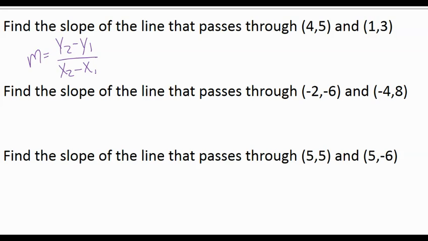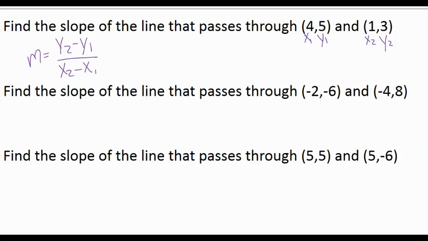So the first thing we're going to do is label our ordered pairs. What I mean by that is, 4, 5 is my first ordered pair. 4 will be x1, my first x coordinate. 5 will be y1, my first y coordinate. Go over to 1, 3. 1 will be my second x coordinate. 3 will be my second y coordinate.